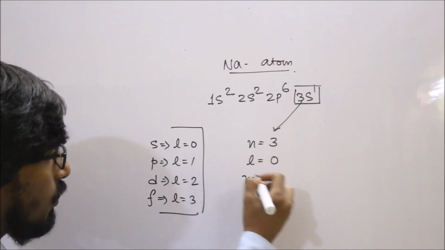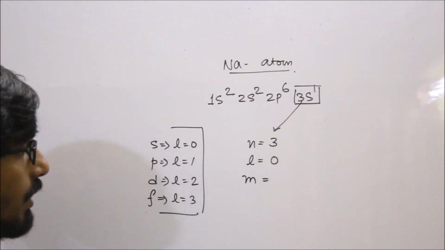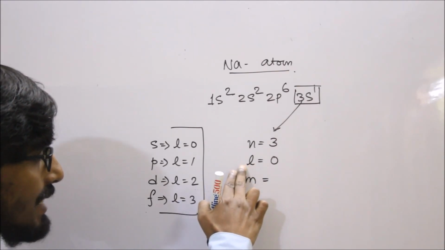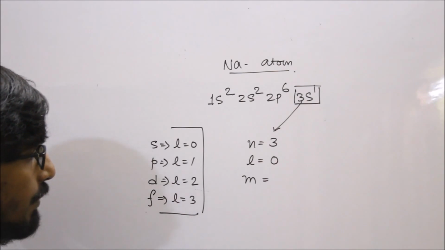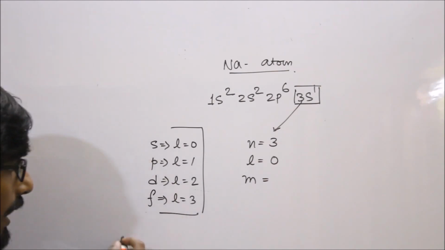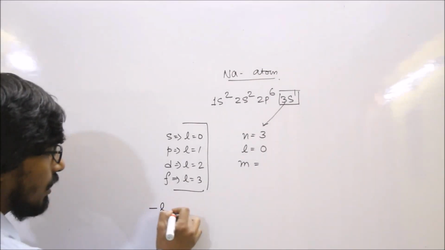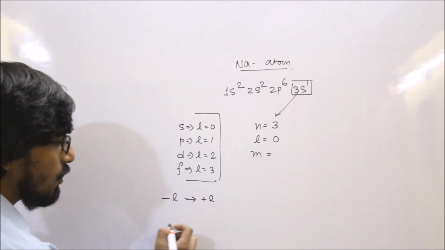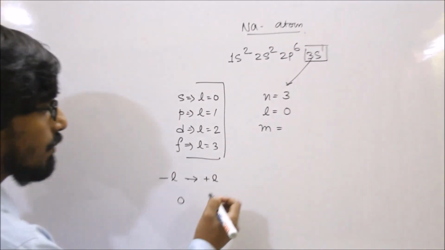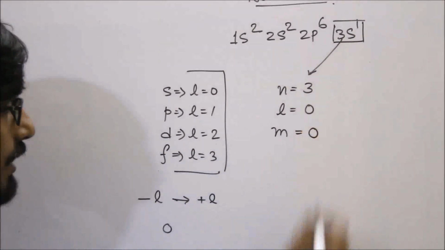Now the value of m, that is the magnetic quantum number; L is the azimuthal quantum number. The magnetic quantum number is calculated as minus L to plus L. Now the value of L is 0, so minus 0 to plus 0, that means the value of m is 0.